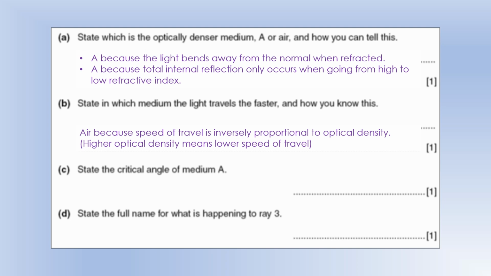Critical angle we can get from the second diagram, so we're just measuring between the ray and the normal, which gives us 42 degrees. And the process in diagram 3, as I said when I was looking at it, is total internal reflection. The angle of incidence is bigger than the critical angle.